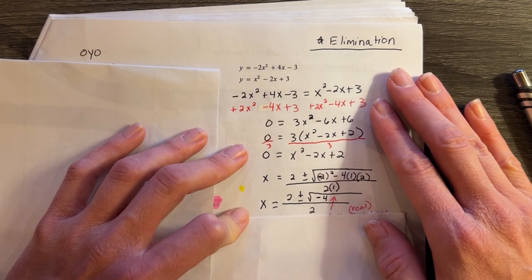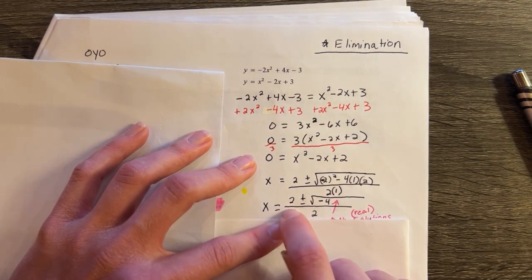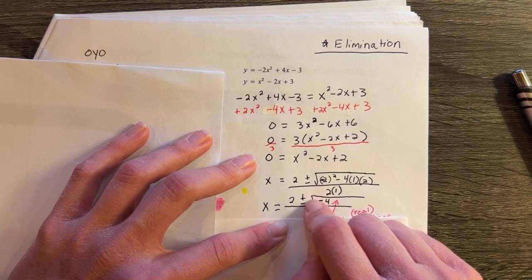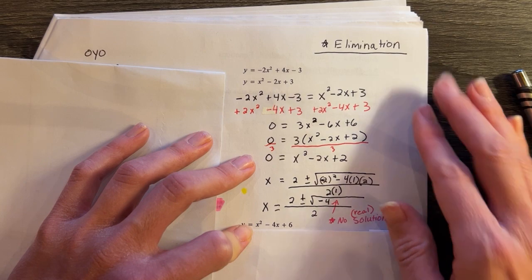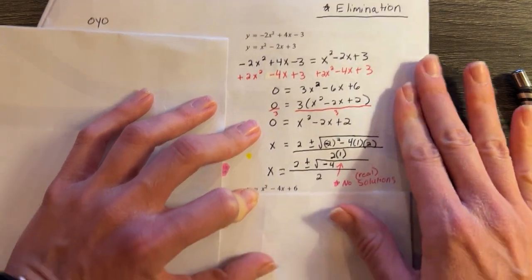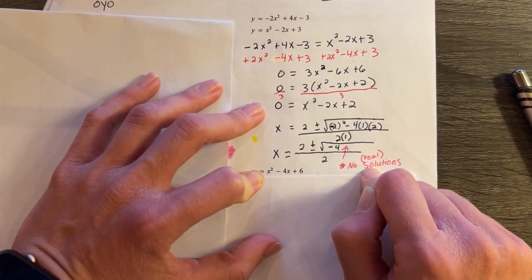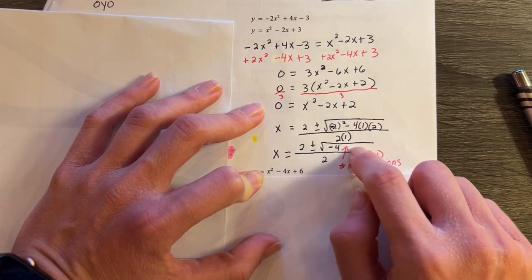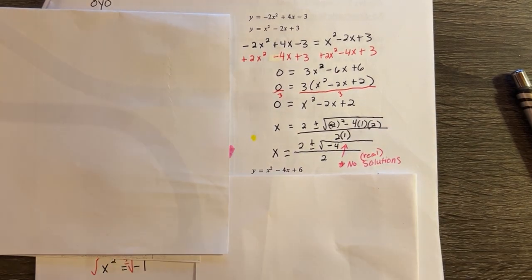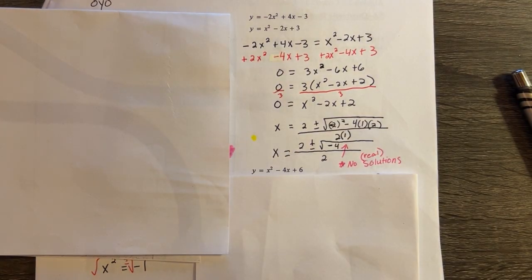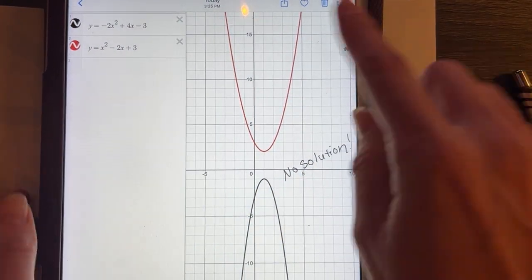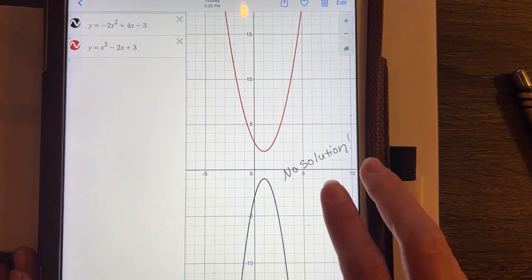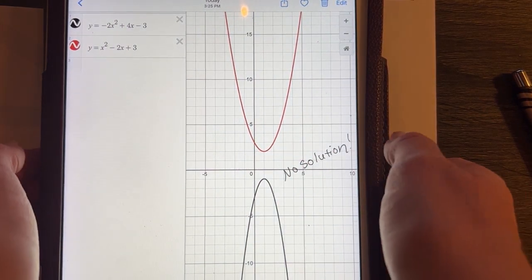But then when I calculate that out, I get x is equal to 2 plus or minus the square root of negative 4 divided by 2. So in this example, I don't have any solutions. I at least don't have any real solutions. Here we have our imaginary solutions. And here is an example of our graph for that. See, when I graph both of these, they don't intersect, which means I have no solution here.